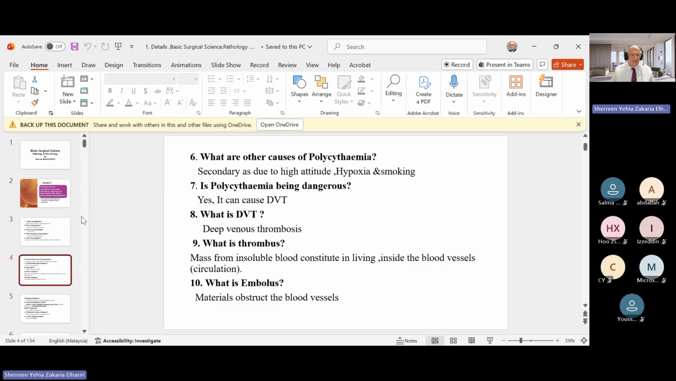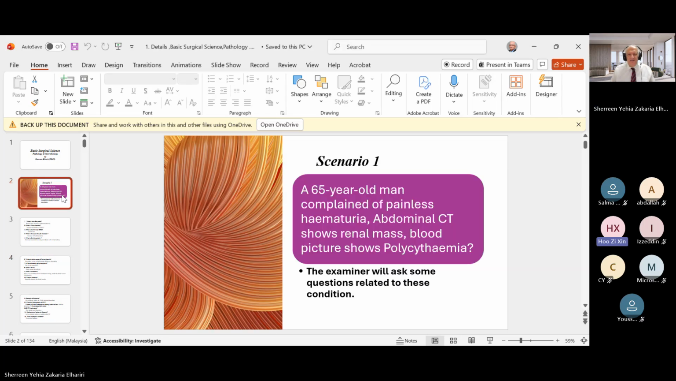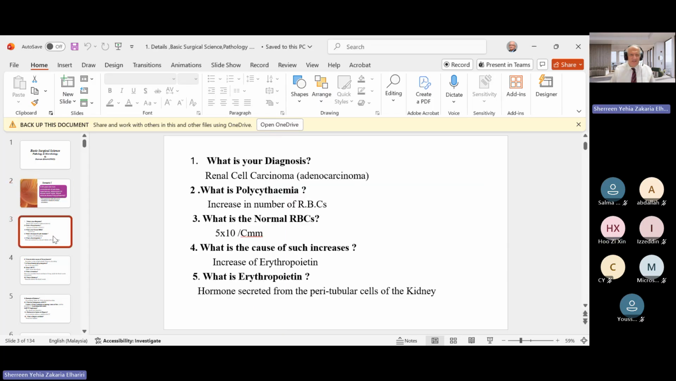Is polycythemia dangerous? Yes, it predisposes to DVT. What is DVT? Deep venous thrombosis. What is thrombosis? It's a clot of blood. It is occlusion of the blood vessel in the living. Clot is if it is outside the body. So it is occlusion of the bloodstream by some blood constituent.